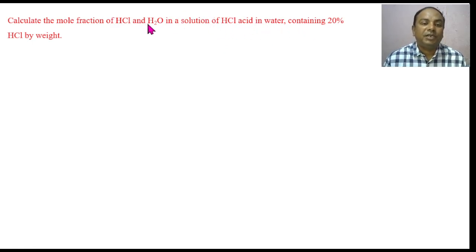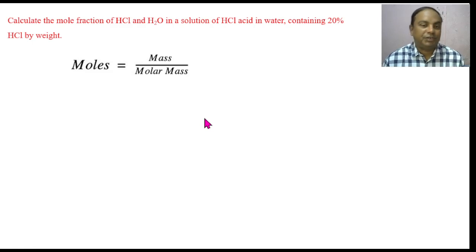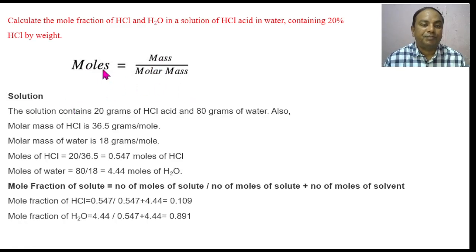Initially, what is given is that 20% HCl is already present in the solution. So what we need to calculate first is the moles. Moles is equal to mass divided by molar mass, because moles is nothing but mass divided by molar mass. Here no value is given, only 20% HCl by weight.